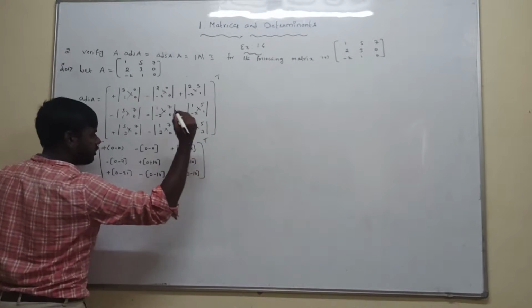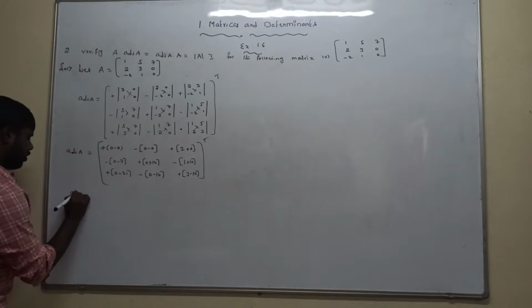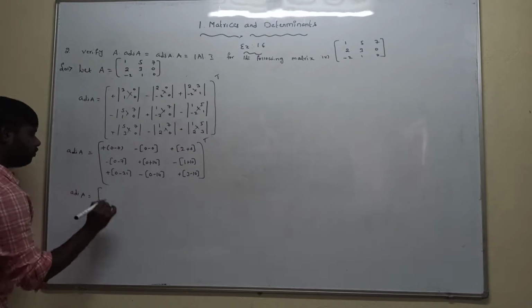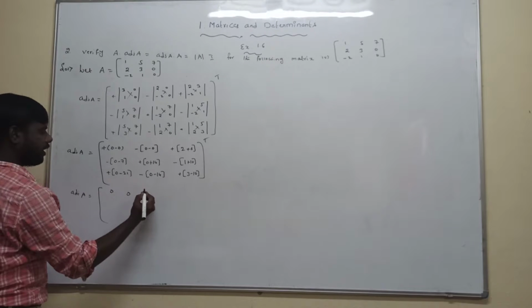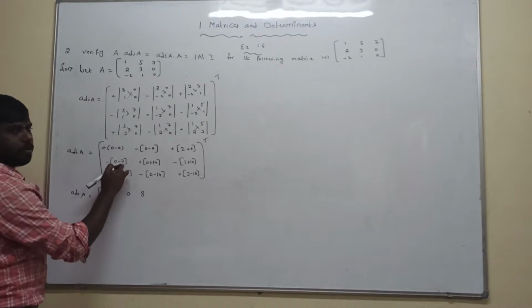So close the bracket, transpose. Simplify this one. Adjoint of A is equal to 0, 0, 6 plus 2, that value is 8. 0 minus 7 is minus 7.